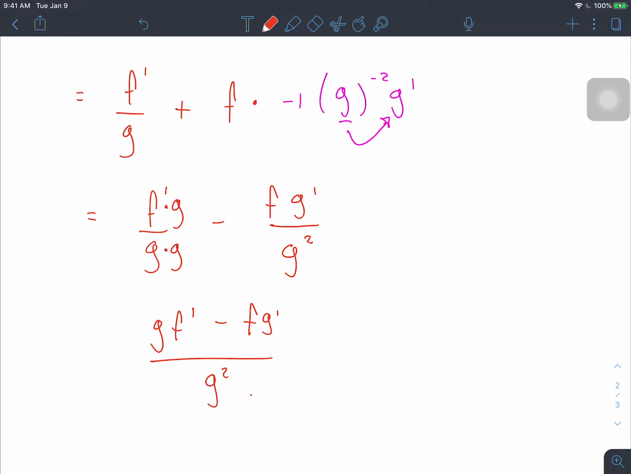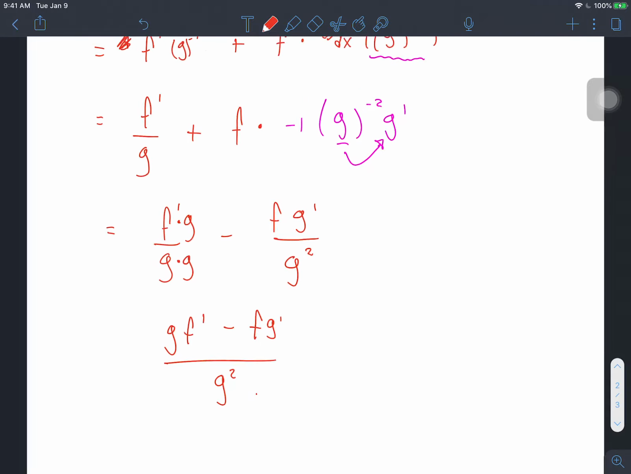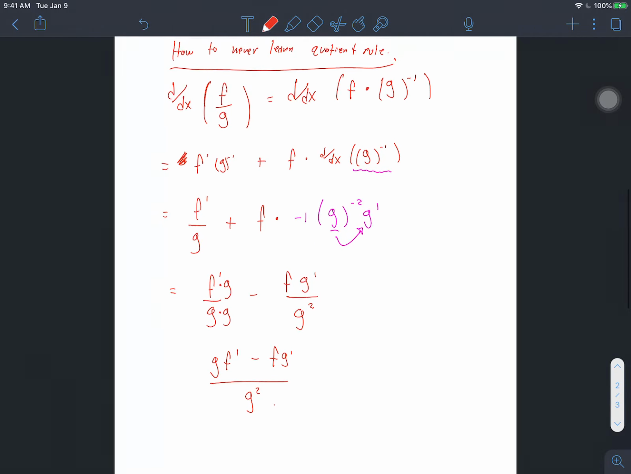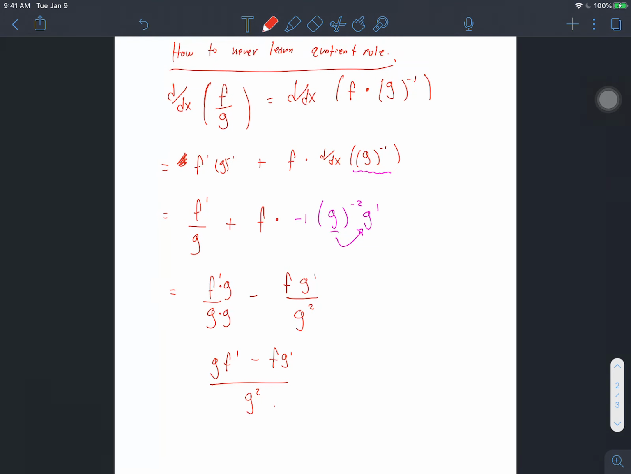So if you want to never learn how to do the quotient rule, and you're very familiar with how to use the chain rule and the product rule, then you don't have to learn it. Any questions about that?